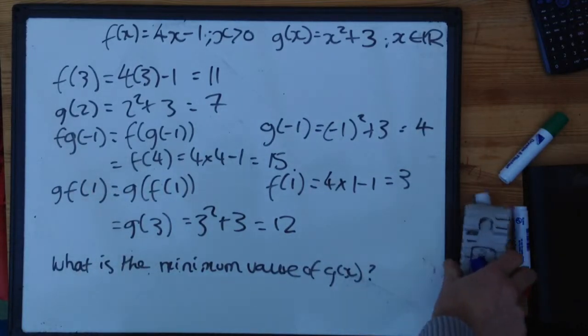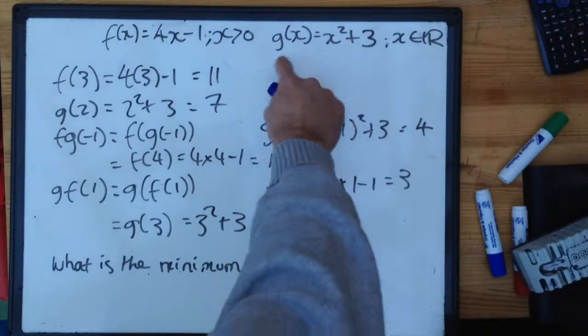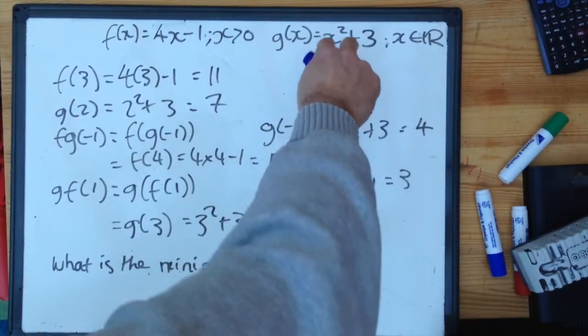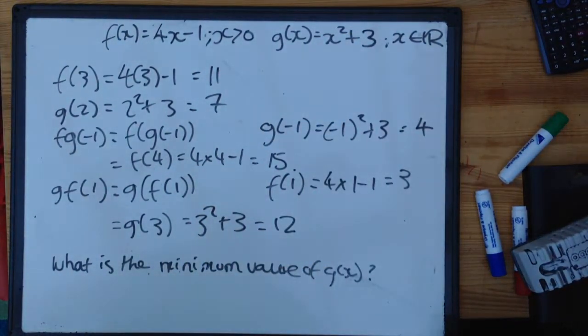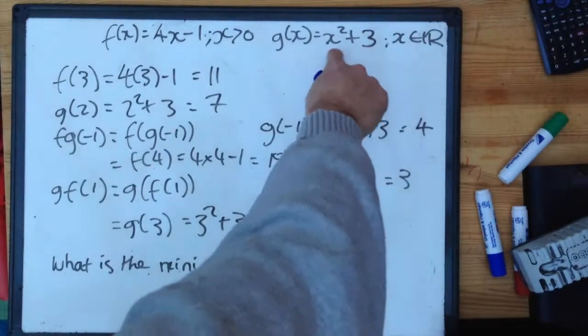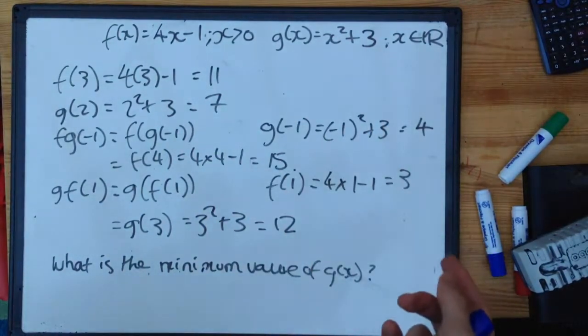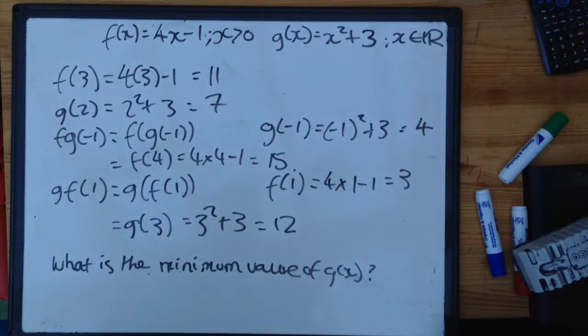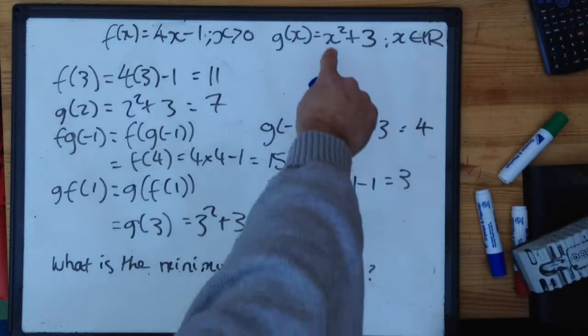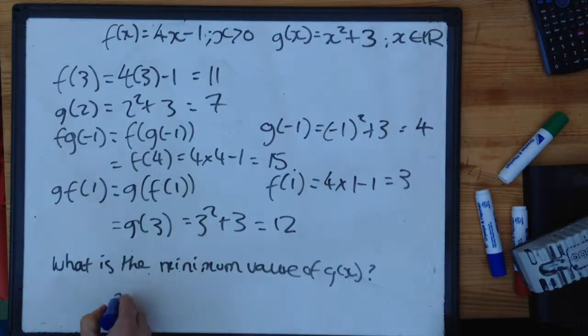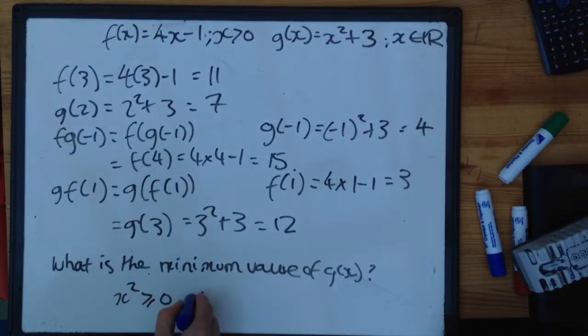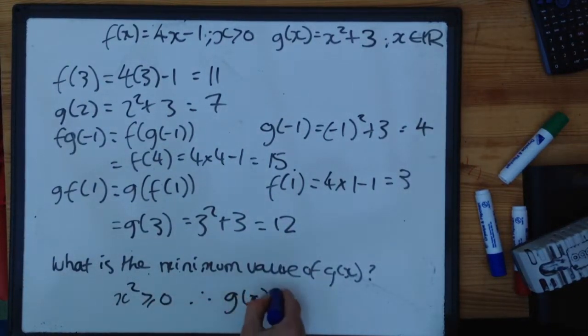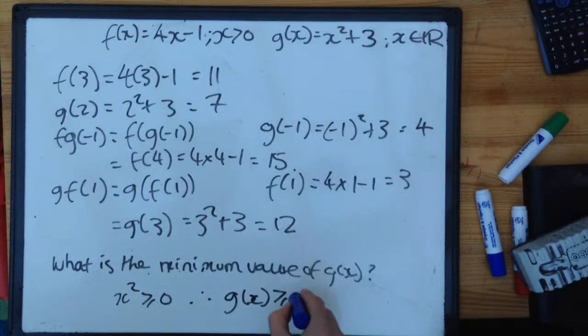What's the minimum value of g of x? Well, there's loads and loads of values we can get out of g of x, but we need to find out what's the smallest possible value. And it all revolves around the squared bit here. If you think, well, when you're squaring numbers, the smallest answer you can possibly get is 0, because negative numbers squared are positive. So the smallest value of x squared is 0, so x squared has to be bigger than or equal to 0, so therefore g of x has to be bigger than or equal to 0 add 3, 3.